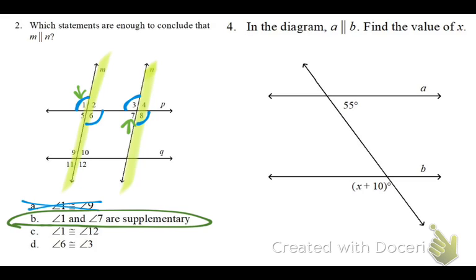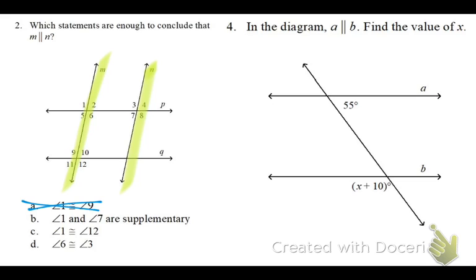In order for these two lines to be parallel, these would have to be supplementary, meaning they'd have to add to 180. All right, what's the next one say? We're on C. Angle 1 is congruent to angle 12. That's great and all, but again, where are both of these angles located?